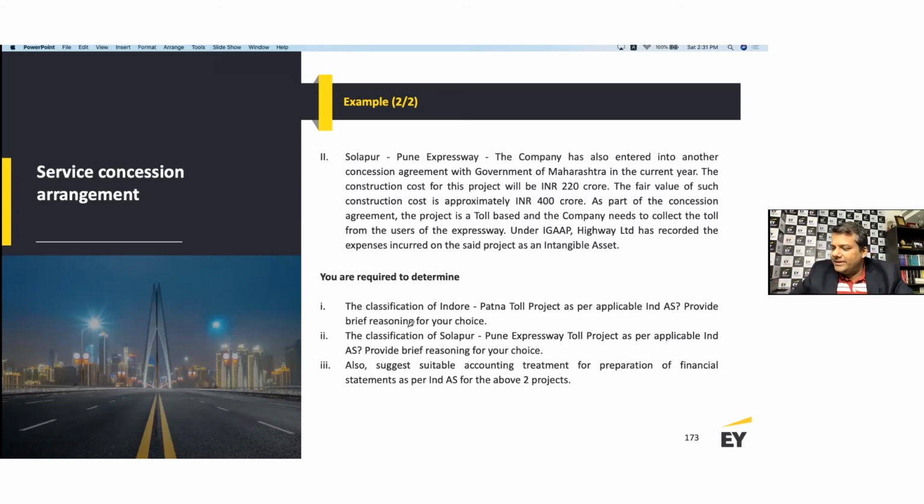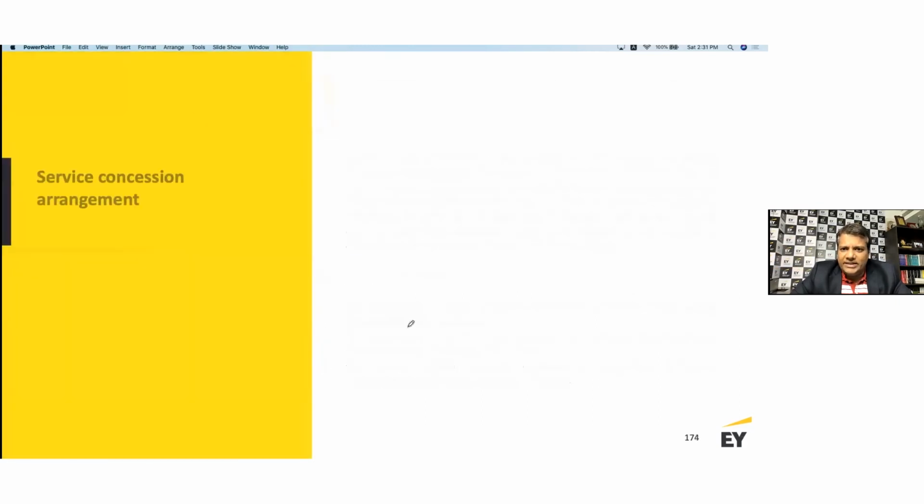All right. Now, so essentially there are two types of project we are doing. One, I'm doing the construction and the government is committing. The other one, I'm doing the construction but the government is not committing and I'm getting a right to collect the toll from the user of the expressway. So how do I deal with this?